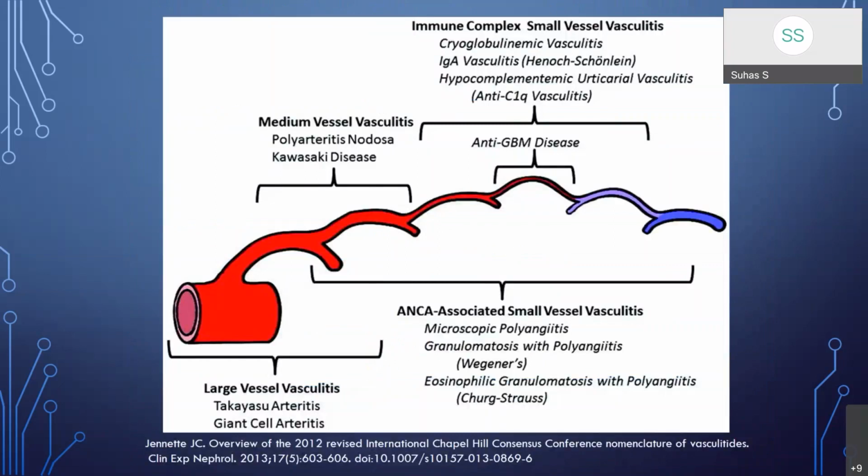So this is another picture just showing the same classification. Large vessel, we have Takayasu arteritis and giant cell arteritis. Medium vessel vasculitis, we have polyarteritis nodosa and Kawasaki disease. Whereas immune complex small vessel vasculitis can involve small arterioles, the capillary membrane and the capillaries, and the venules also. ANCA-associated small vessel vasculitis can affect medium vessels also, along with arterioles and the venules, and even slightly bigger veins also.